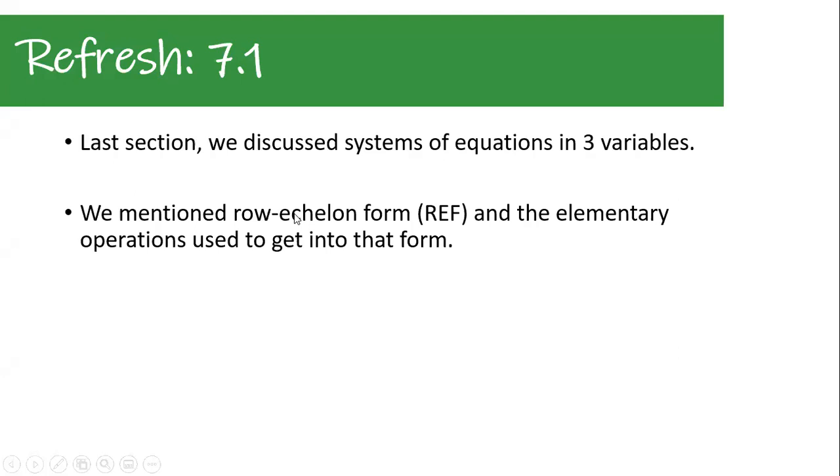Now remember from 7.1 that we discussed systems of equations in three variables. So we typically had three equations and the variables x, y, and z. We mentioned row echelon form and the elementary operations that we used to get into that form. So remember that we could switch rows, we could multiply a row by coefficients, or we can multiply a row by coefficients, add it to another row, and replace that row with the result.